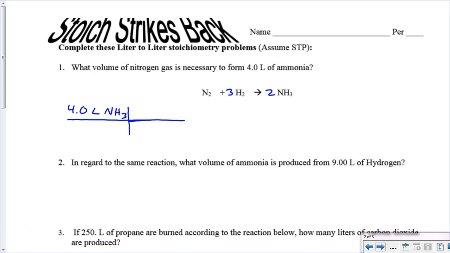So then we're trying to get to volume of nitrogen. Looking at the coefficients, if we're trying to get from liters of NH3 to liters of N2, we look at the coefficients that they have here. There's a 2 in front of NH3. There's a 1 in front of N2 in that balanced chemical equation. So we use the coefficients just like we would if we were doing a mole-to-mole conversion, and that's how this works. So if we have 4.0 times 1 divided by 2, with 2 sig figs in our answer, it needs to be 2.0 liters of N2.